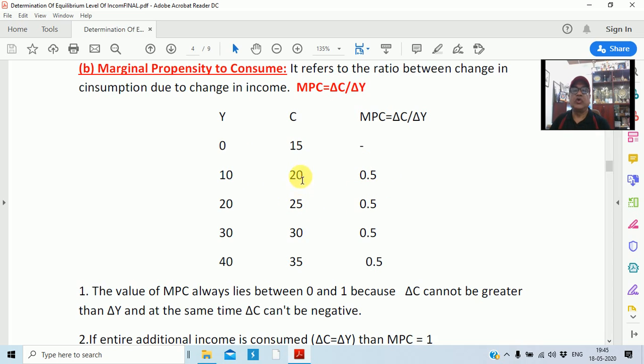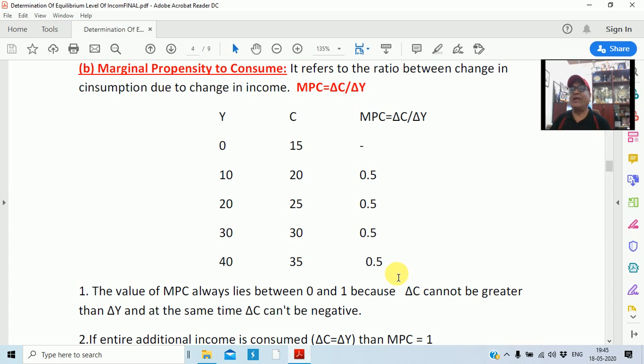Next, 20 to 25, delta C. How much? 5 divided by 10, 0.5. Again 5 divided by 10, 0.5, and so on. This is how we calculate MPC.